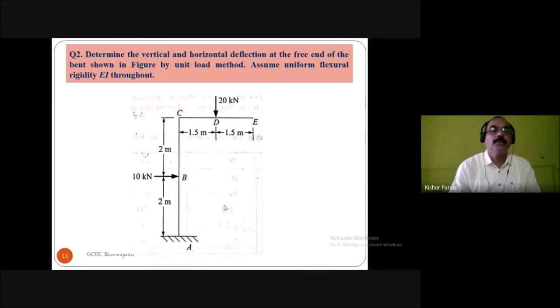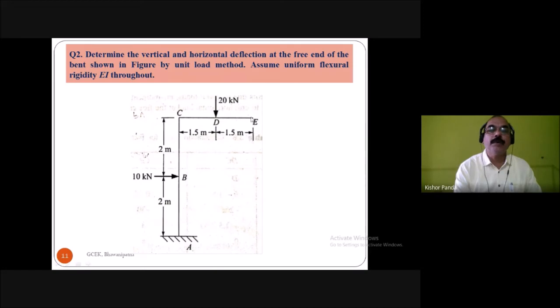Then coming to the second example: determine the vertical and horizontal deflection at the free end of the bend shown in the figure by the unit load method. Assume uniform flexural rigidity EI throughout. So this is AB, the vertical member, and BC, the horizontal member. In the horizontal member, one concentrated load is present at the point D. Then another horizontal concentrated load is given at the point B in the vertical member. These lengths are given: AB is 2 meter, BC is 2 meter, CD is 1.5 meter and DE is 1.5 meter. So here you have to find the vertical and horizontal deflection at E.